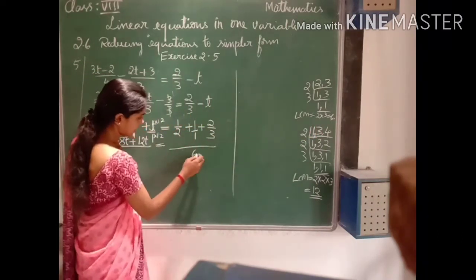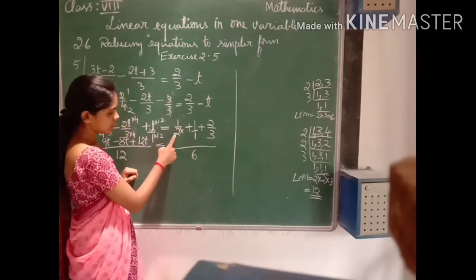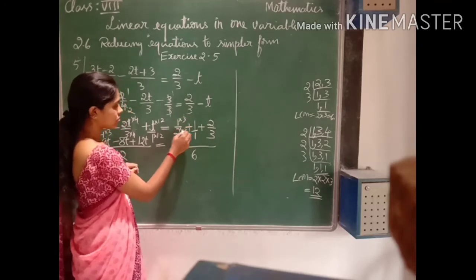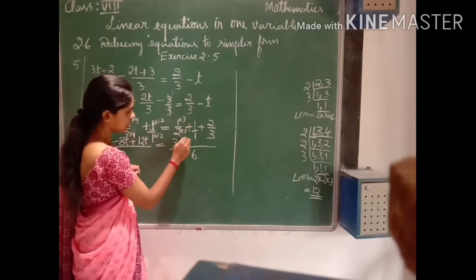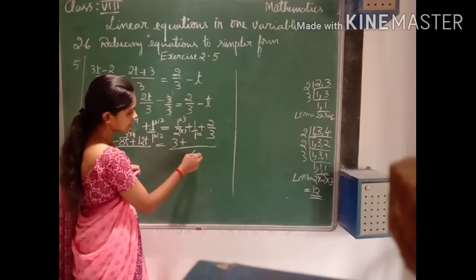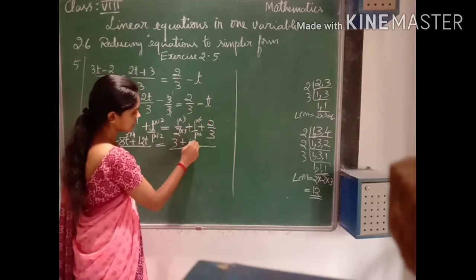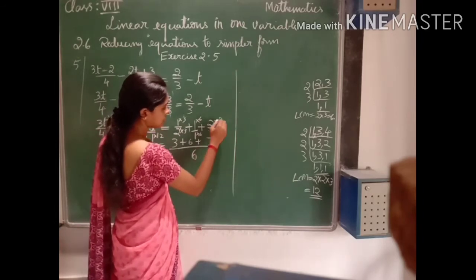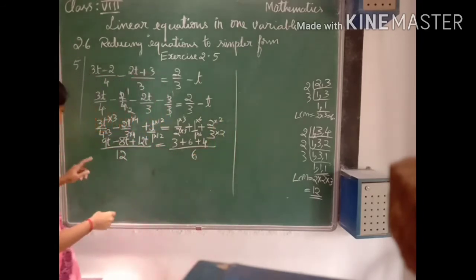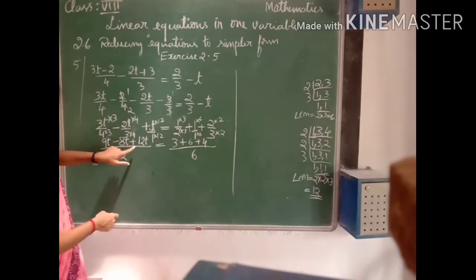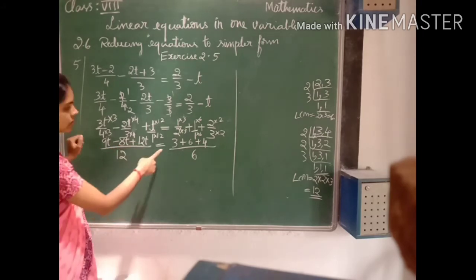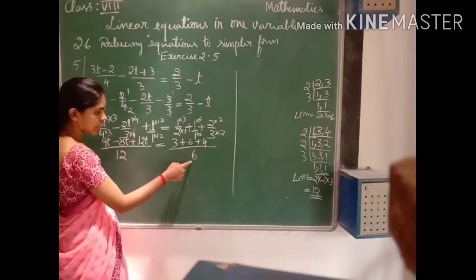Write 6 in the denominator. Then 2, let us balance 2. How much is 6? 2 3s are 6, so multiply by 3. Then 2 3s are 6, 1 3s are 3. Plus 1 6 are 6, so 1 6 are 6. Plus 3 2s are 6, 2 2s are 4. After that, 9t minus 8t plus 12t divided by 12 is equal to 3 plus 6 plus 4 divided by 6.